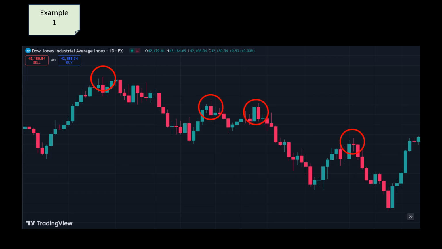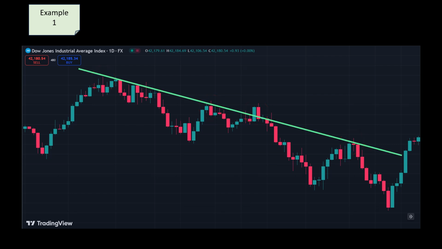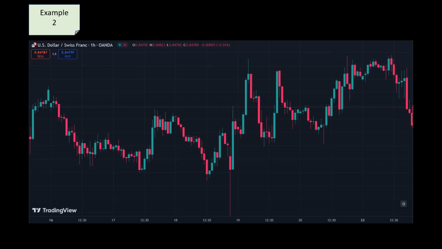Usually 3 touch points or more is considered a good number. Now do the same for the lower lows and draw the best line you can. Perfect. You did a good job. On to the next example.